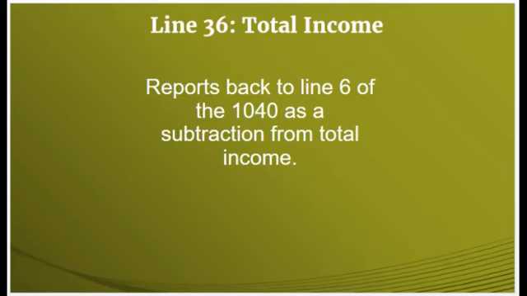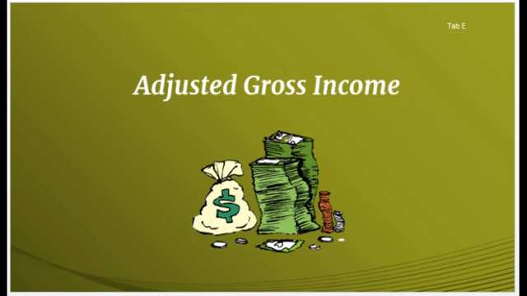Any and all of the deductions that you find on Schedule 1 that total on line 36 are going to report back to line 6 of the 1040 as a subtraction from total income. So that completes your section on adjusted gross income. In this section, we covered certain adjustments or deductions from income that would lower the amount that would move on to taxable income.